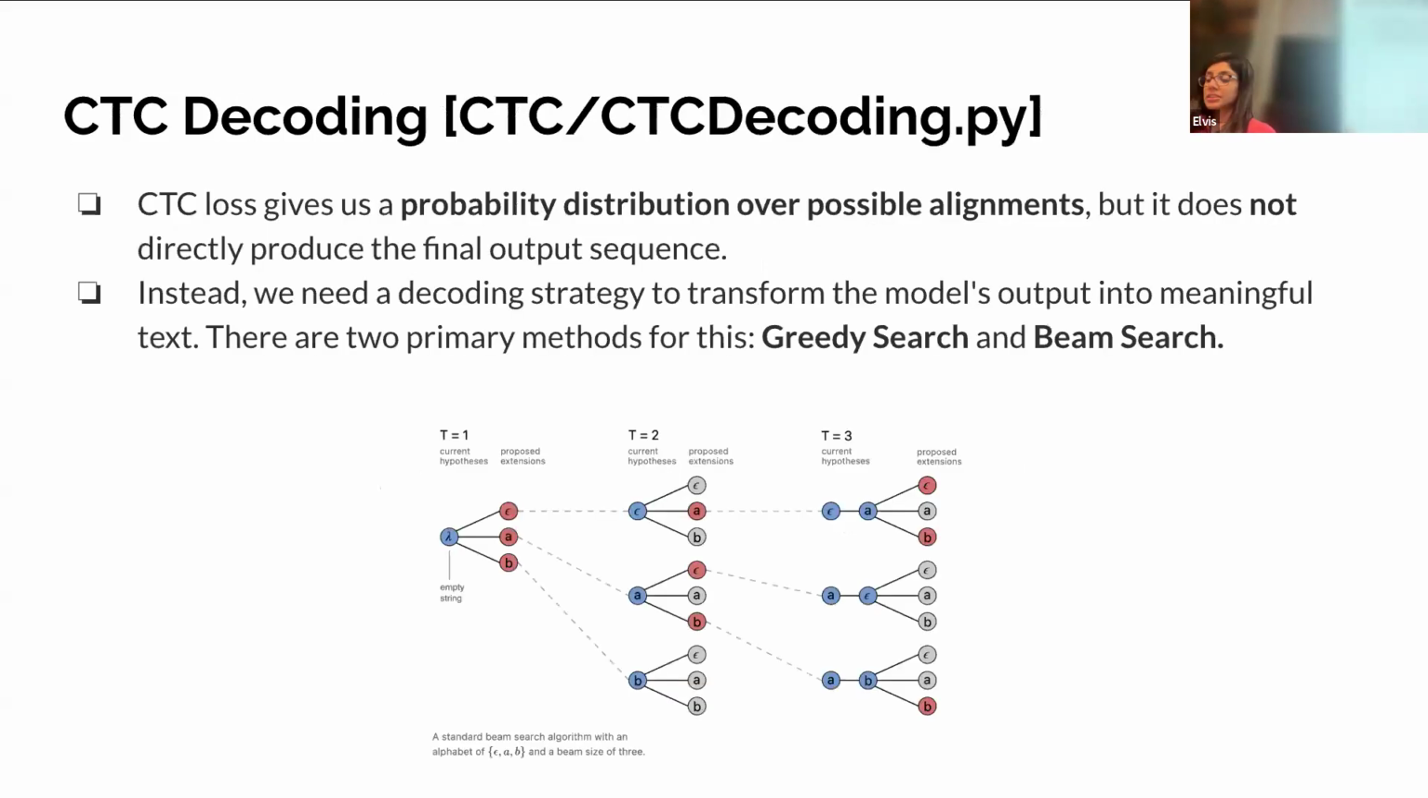So after the CTC loss, we have a probability distribution over all the possible alignments, but it does not directly produce the final output sequence. So we need a decoding strategy to transform the model's output into meaningful text. We have two primary methods for this, greedy search and beam search. And we have asked you to implement both of these in the P1.